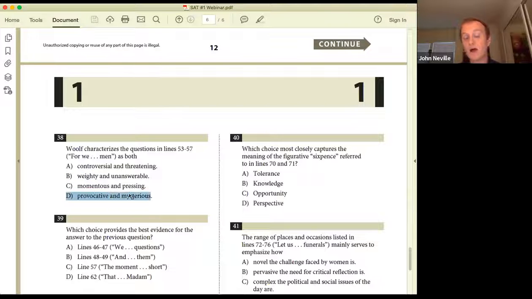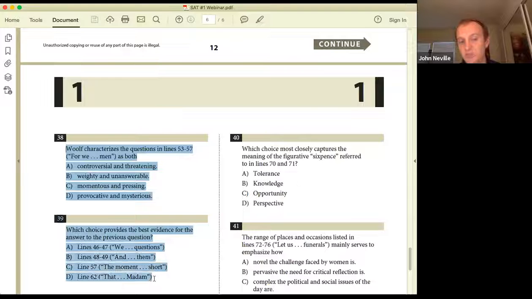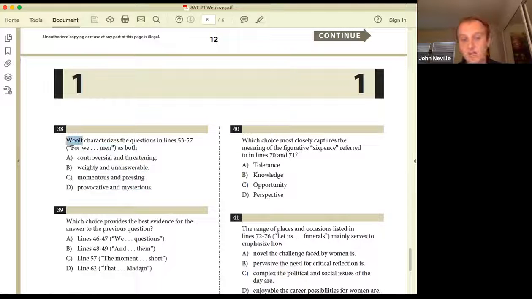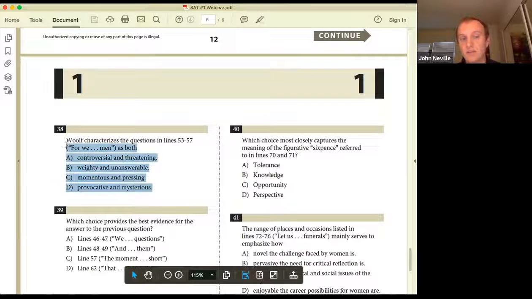"Provocative and mysterious" - maybe provocative, right? Maybe thought-provoking, but not mysterious. Okay, so that helps us get to the answer C. And notice how if we didn't read the sentence before or the sentence after, then we wouldn't be able to answer that question. Full disclosure, this is actually the first question in a command of evidence pair. So we would actually want to employ a different strategy, knowing that. But I did want to treat this example as a standalone example because I thought it was really kind of telling.